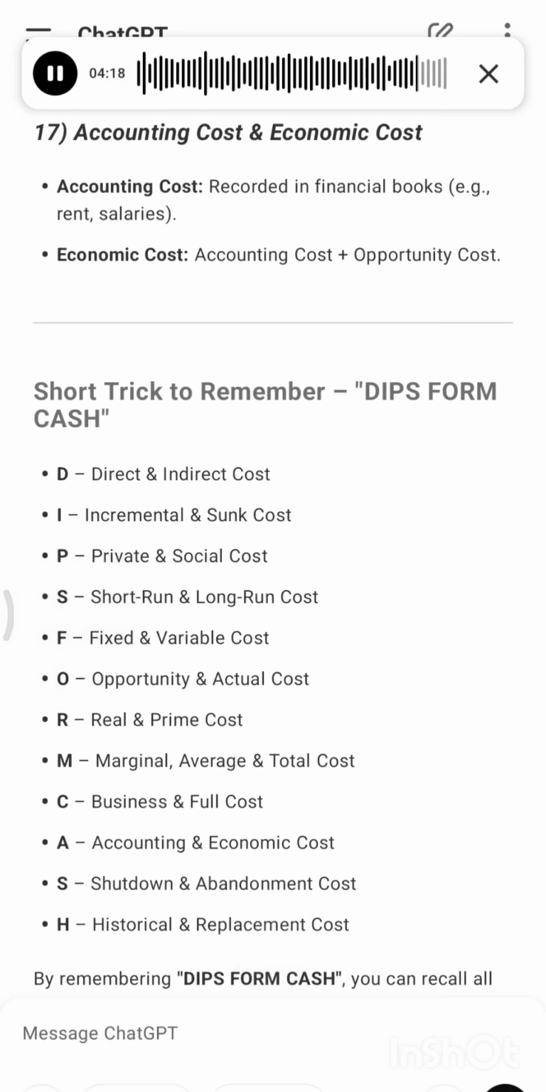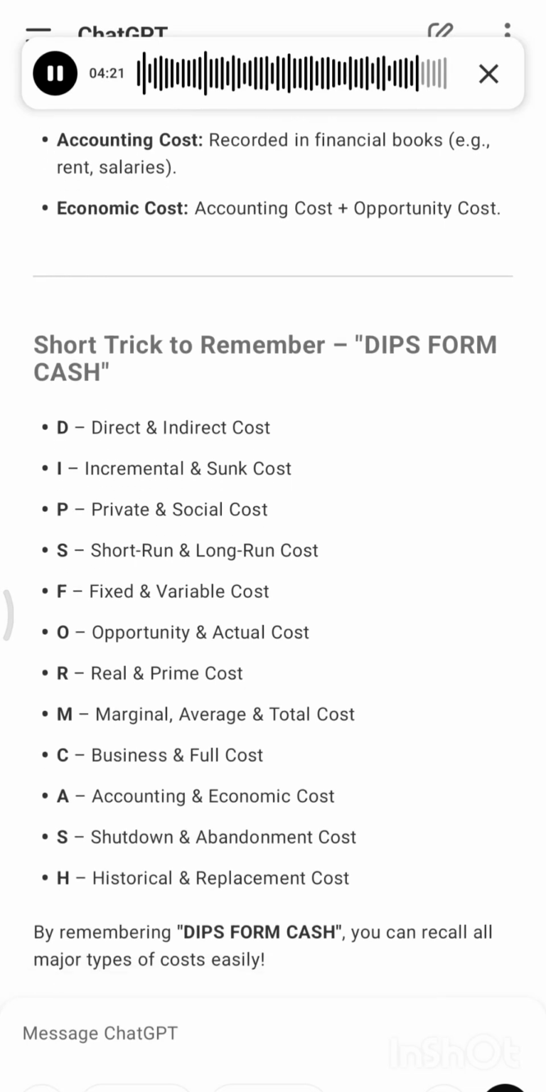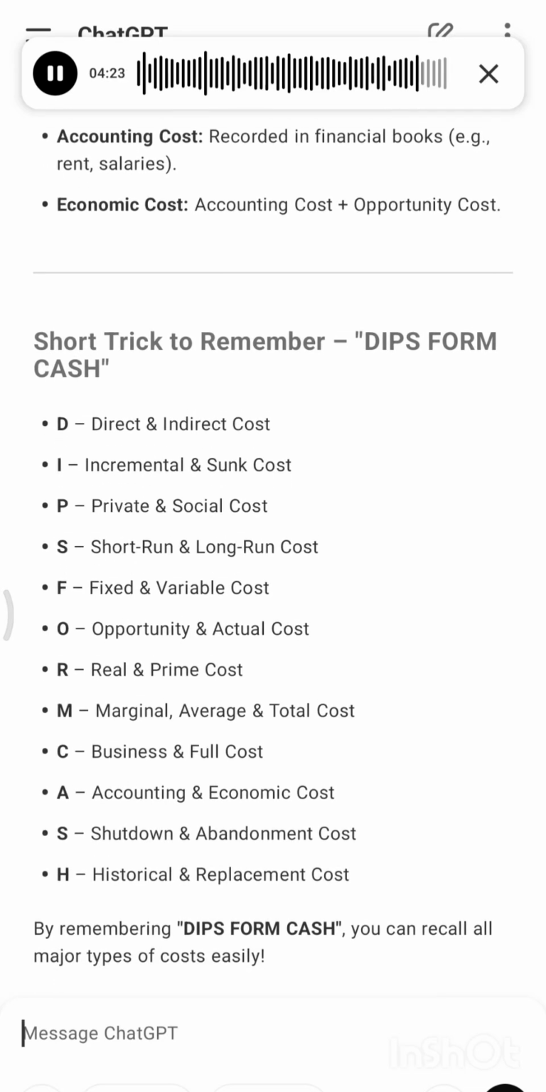Short trick to remember: DIPs form cash. D: direct and indirect cost. I: incremental and sunk cost. P: private and social cost, short-run and long-run cost. F: fixed and variable cost. O: opportunity and actual cost. R: real and prime cost.